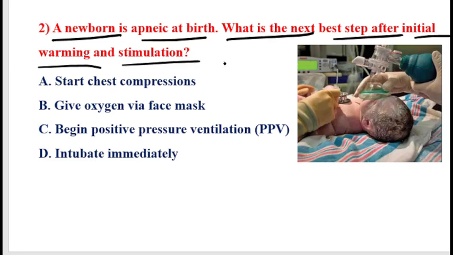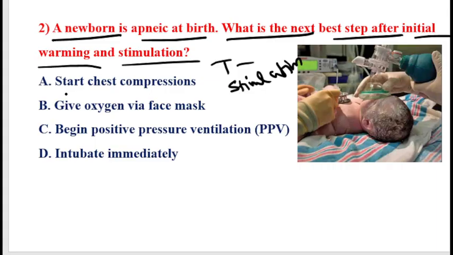See, they have done warming and stimulation. The temperature they have maintained by warming, and they also tried stimulation, that is, by the back rub and the sole. Sole stimulation is rubbing at the sole and the back. So after initial warming and stimulation, what is the next step they ask?